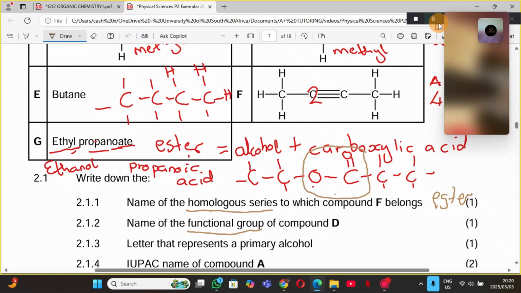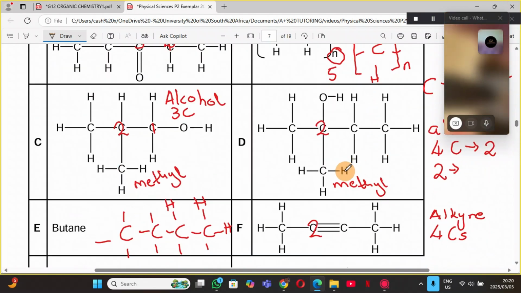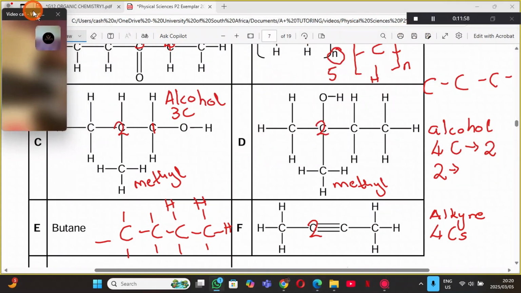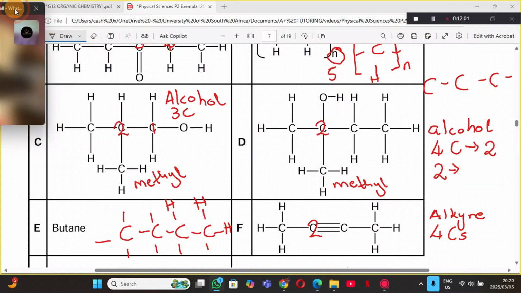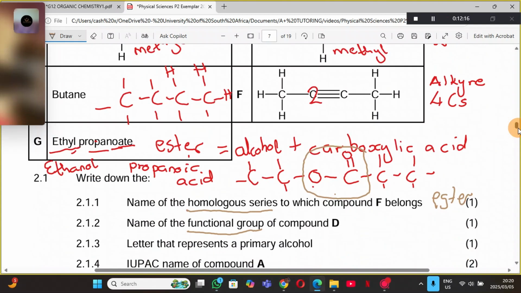Okay. So now let's go back to compound D. What did we say D was? D was an alcohol with its 1, 3, 4. It's but. We're not naming it. They want the functional group. So the functional group is not an alcohol. It is alcohol. So it is now an alcohol, right? So on the functional group, if you're going to name it, you just name it as an alcohol.